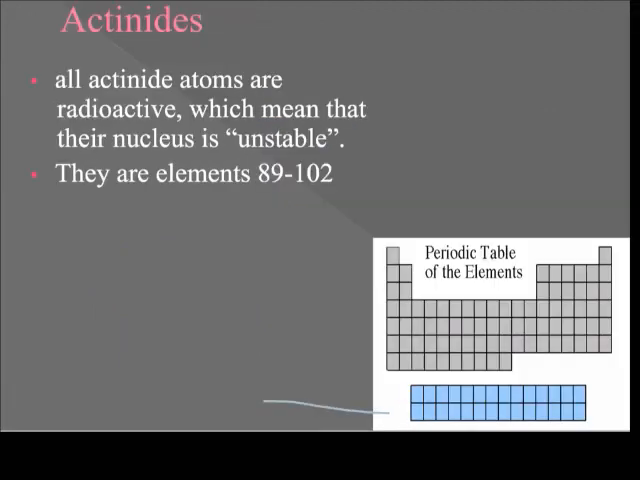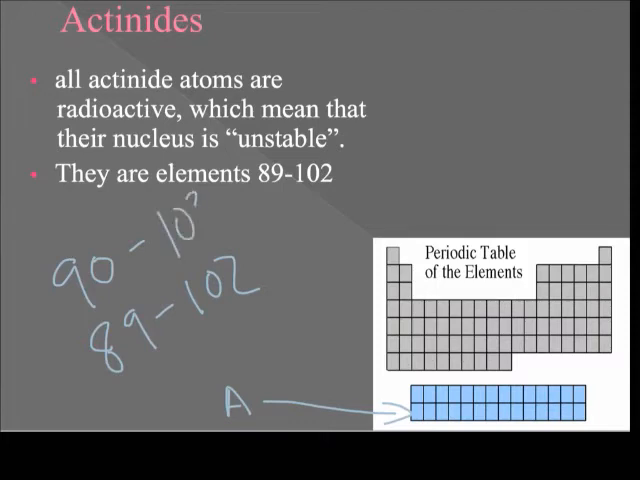The actinides are found right here on the bottom. These are the actinide series, and they're usually elements 89 to 102. But again, some periodic tables may show you the actinide series from 90 to 103. All of the elements in the actinide series are radioactive, which is to say that their nucleus is unstable.